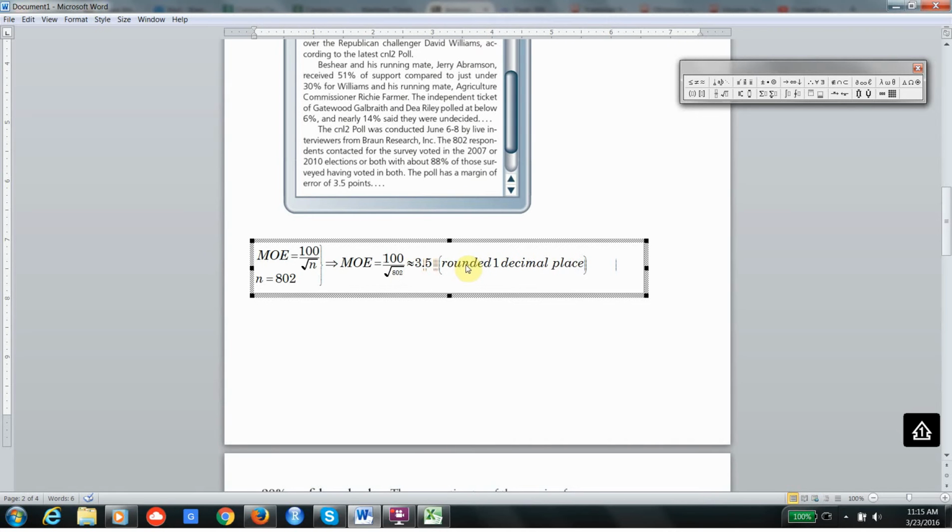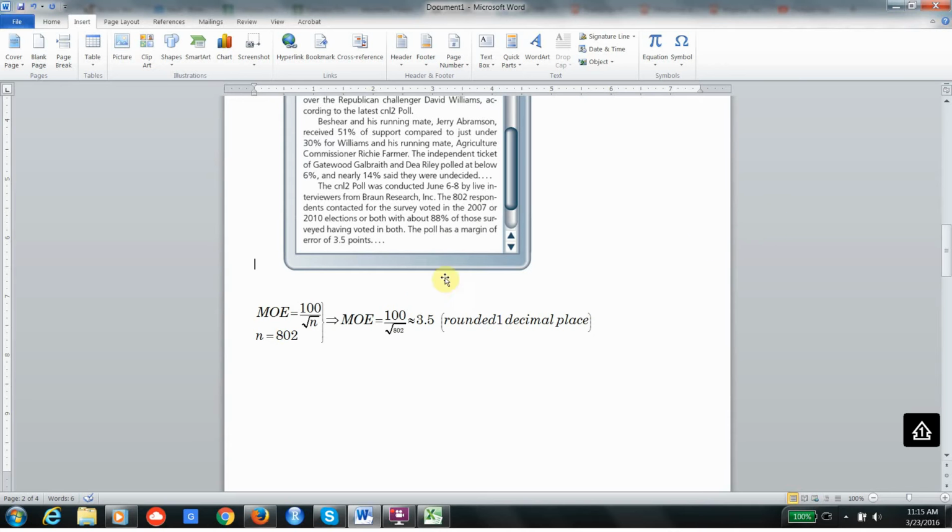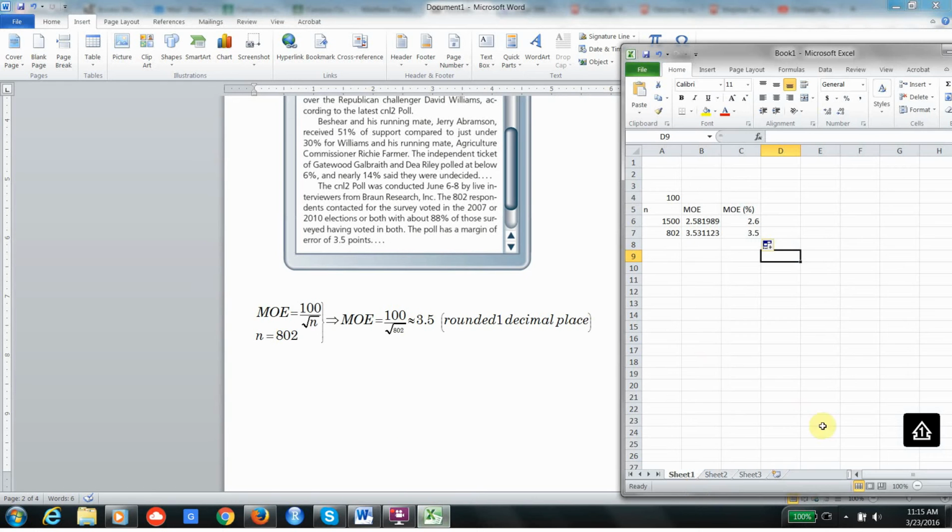Okay. All right, let's go ahead and compute the confidence intervals also. So here we have the different candidates. So this is Beshear. And let's see, Williams is another person. And we have Galbraith. And finally we have undecided. So we have margins of error on all of these. But the margins of error are exactly the same.